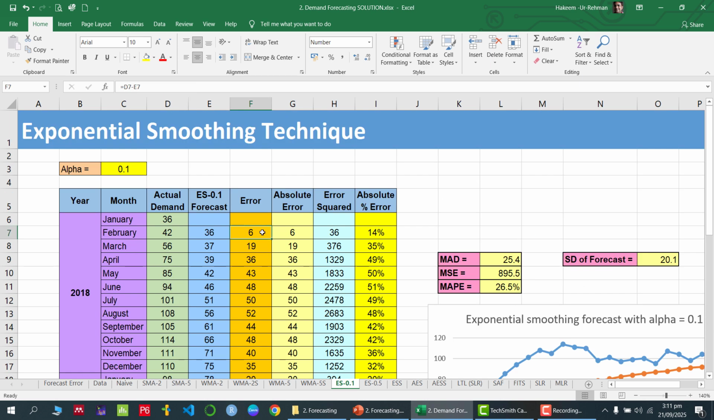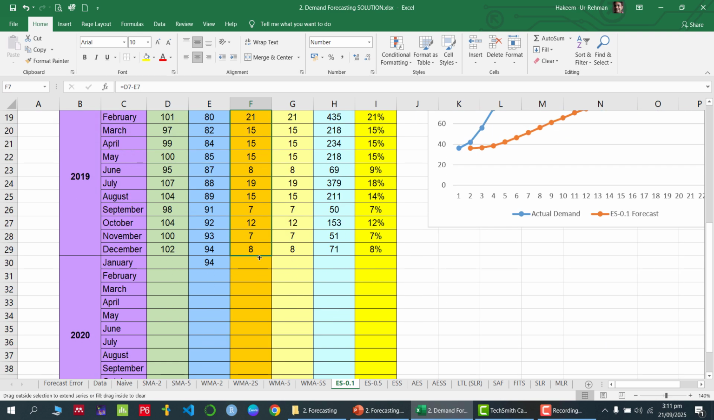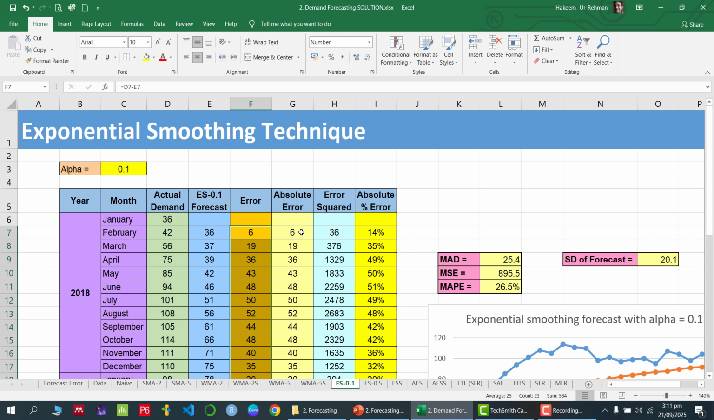Now, how can we calculate the error? Simply, we take the actual demand minus the forecasted value, and then we can drag and drop. So these are the forecast errors. Next, the absolute error, because with its help we are going to calculate the mean absolute deviation. First, how can we calculate the absolute error? By using the Excel formula ABS, which is absolute, on this cell, and then we can drag and drop.